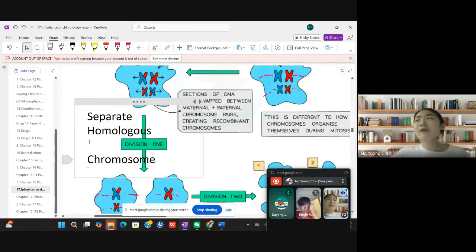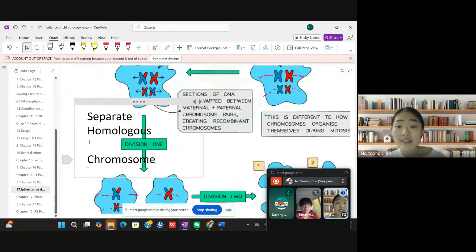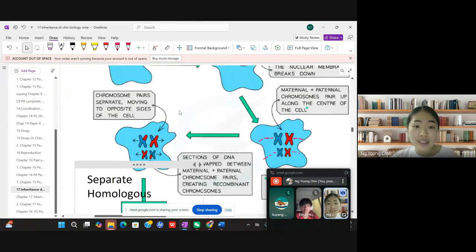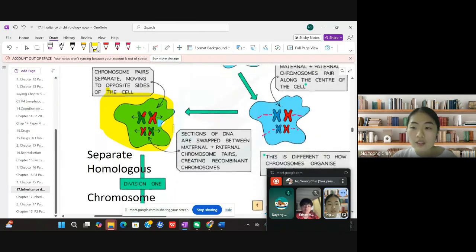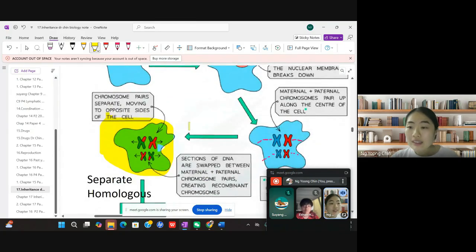Okay, at that point, maybe you actually wonder why meiosis is able to increase genetic variation. What factor caused them to increase the genetic variation? So it's because of this place. From here. You can see? Whenever they pair up together, right, they will be crossing over.